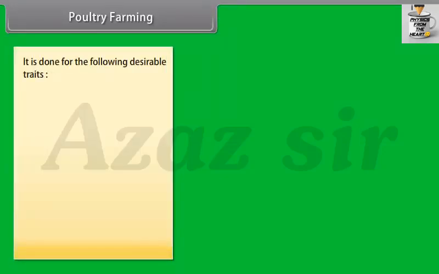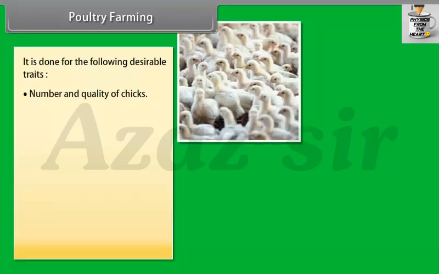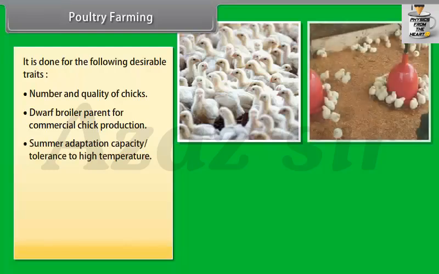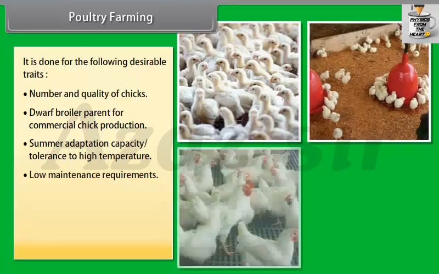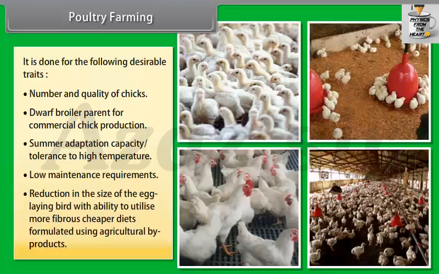It is done for the following desirable traits: number and quality of chicks, dwarf broiler parent for commercial chick production, summer adaptation capacity, tolerance to high temperature, low maintenance requirements, and reduction in the size of the egg-laying bird with ability to utilize more fibrous, cheaper diets formulated using agricultural byproducts.